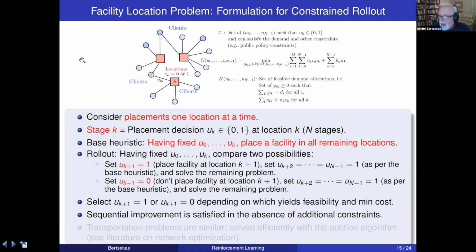Okay, are there any questions now on this example?